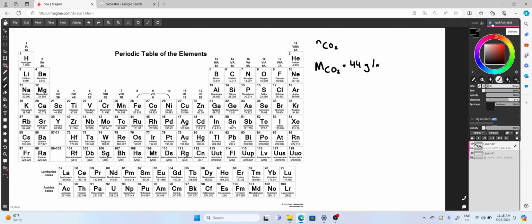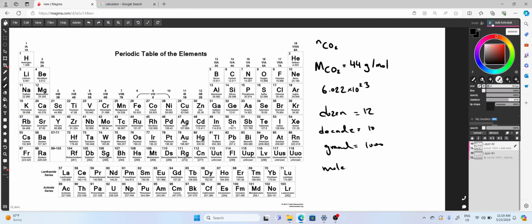And the units are grams per mole, which is to say in 1 mole of substance of carbon dioxide, you have 44 grams. And a mole is just a way we use to refer to this number, 6.022 times 10 to the 23. So we have a number of non-quantity based descriptions of numbers, like a dozen for 12, or a decade for 10, or a grand for 1,000. Mole is just the term we use to refer to this number over here. So it's essentially the same concept there.